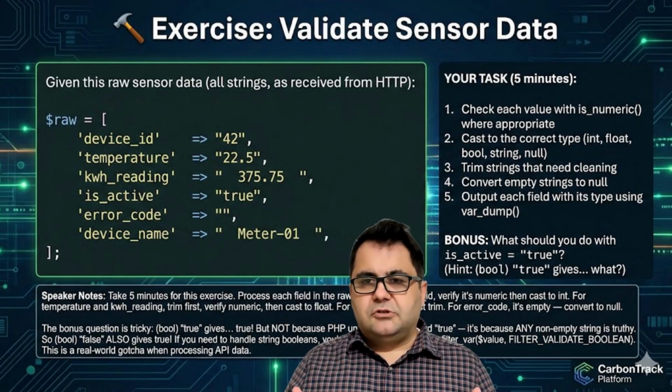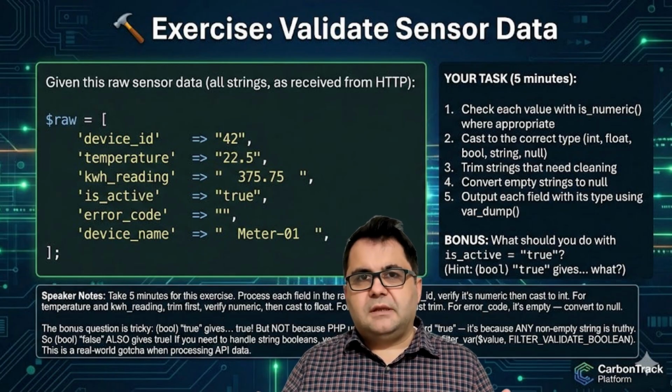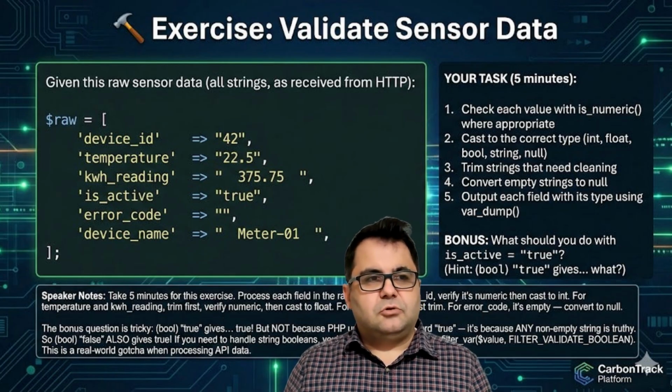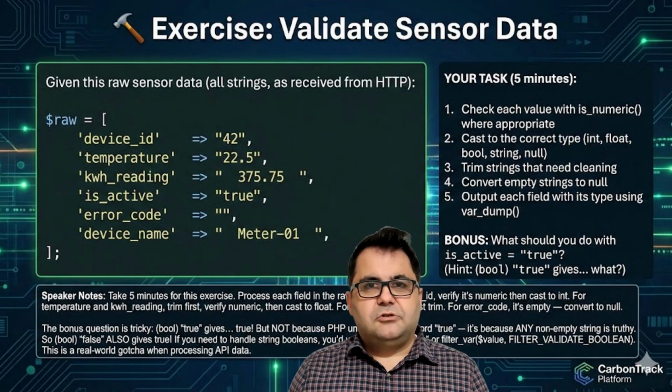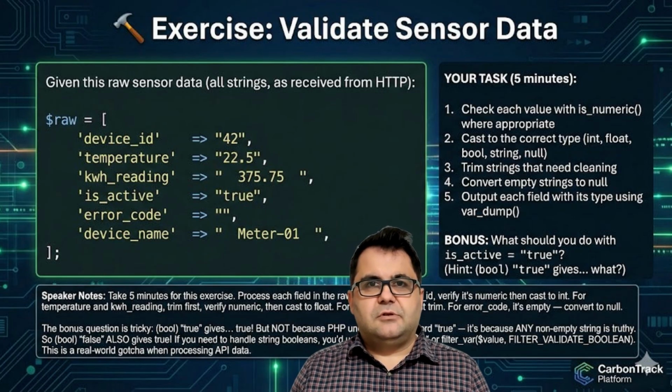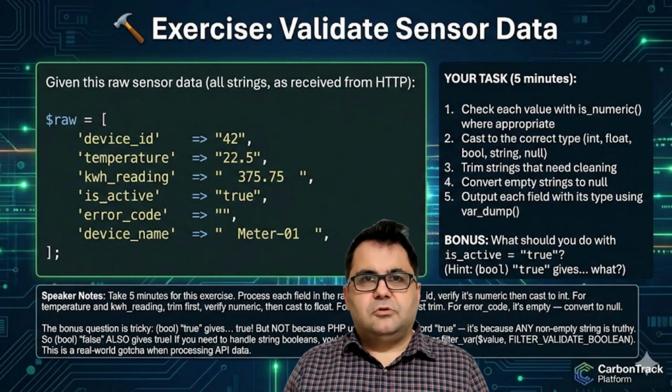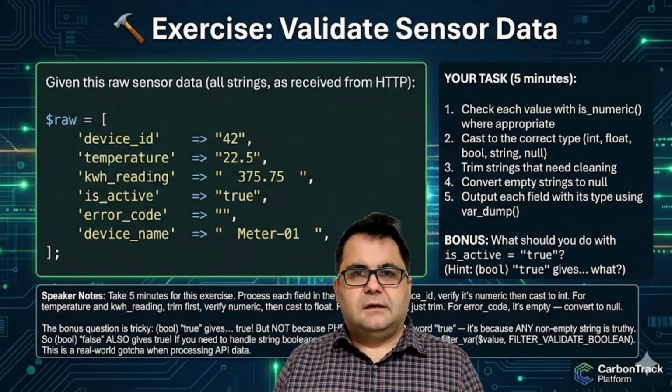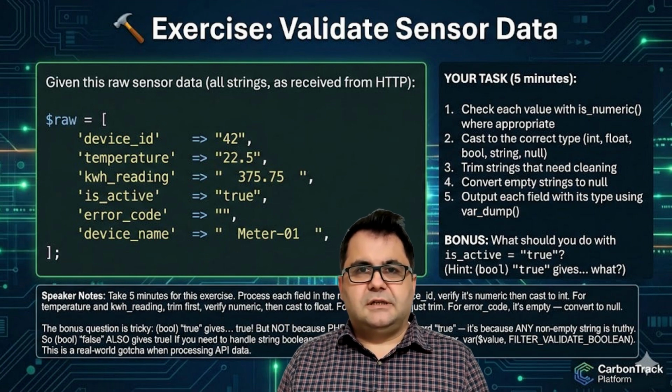The bonus question is tricky. Bool of "true" is true, but not because PHP understands the word true. It's because any non-empty string is truthy. So bool of "false" also gives true. If you need to handle string booleans, you'd use filter_var. This is a real-world gotcha when processing API data.